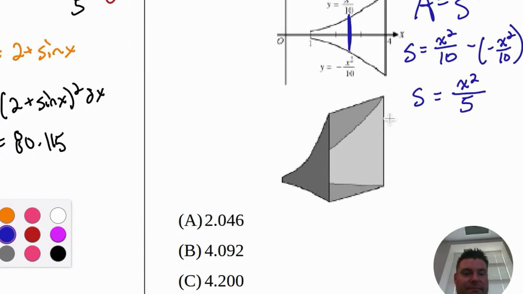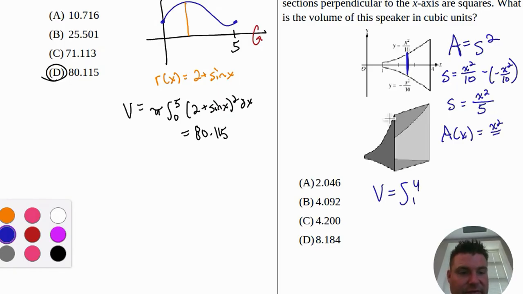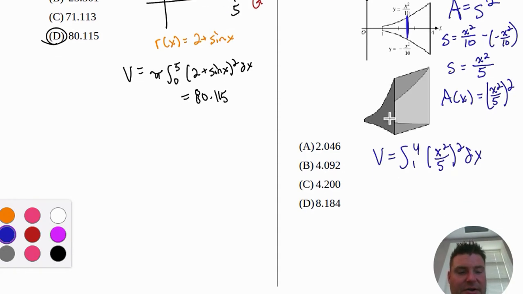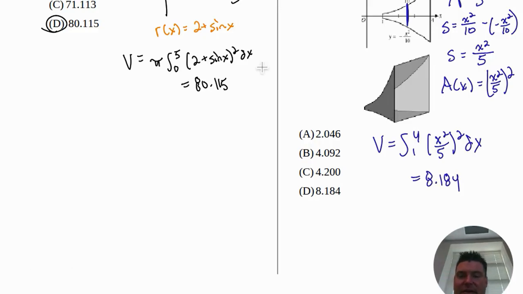So to find this volume, I'm going to come back down here, volume. It says we're integrating from 1 to 4, so we're going to do that from 1 to 4 of my area, which is s squared, so area of x is x squared over 5 squared. You can simplify this if you want on your own, but you do have access to your calculator, so I advise you just let your calculator do all the work from here. And we're going to get an answer of 8.184, and that is going to wrap up our video here for our whole review.